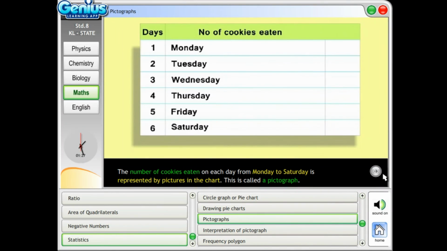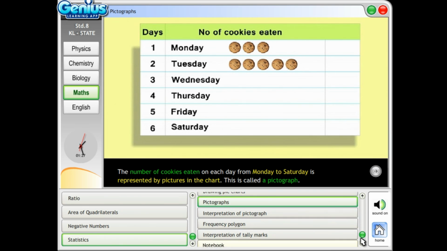Pictograph. The number of cookies eaten on each day from Monday to Saturday.